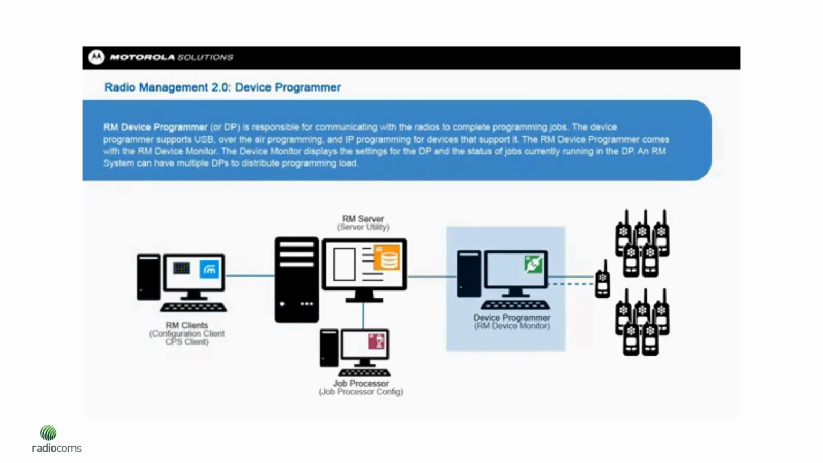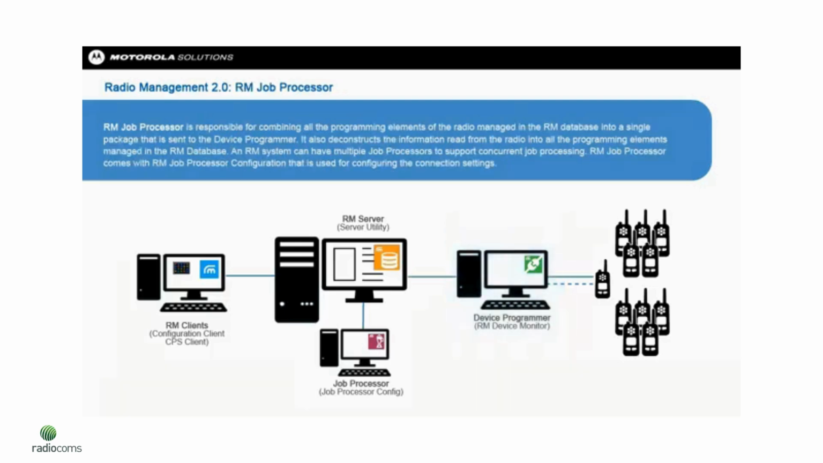RM Device Programmer, or DP, is responsible for communicating with the radios to complete programming jobs. The device programmer supports USB, over-the-air programming, and IP programming for devices that support it. The RM device programmer comes with the RM device monitor. The device monitor displays the settings for the DP and the status of jobs currently running in the DP. An RM system can have multiple DPs to distribute programming load.